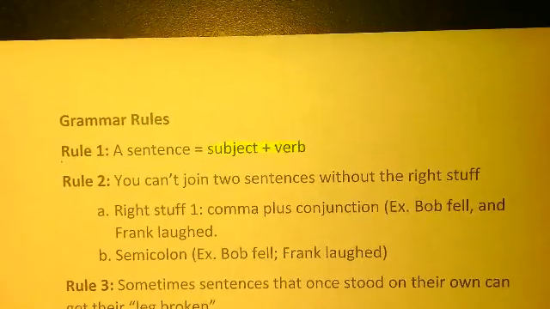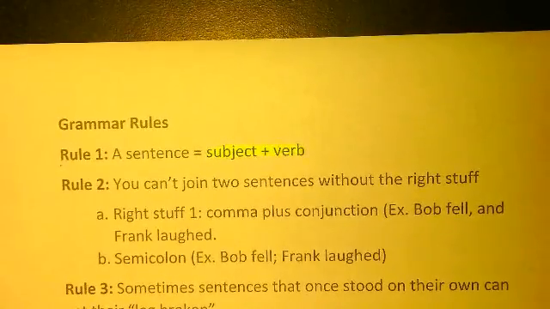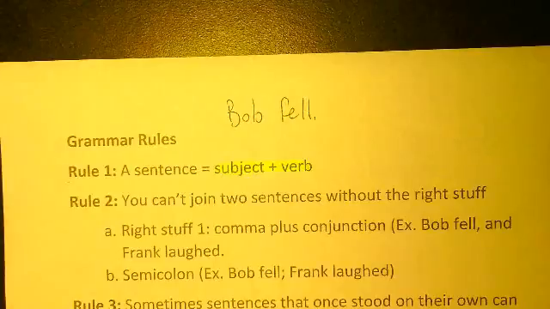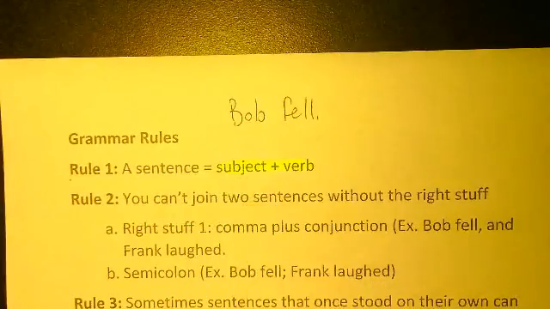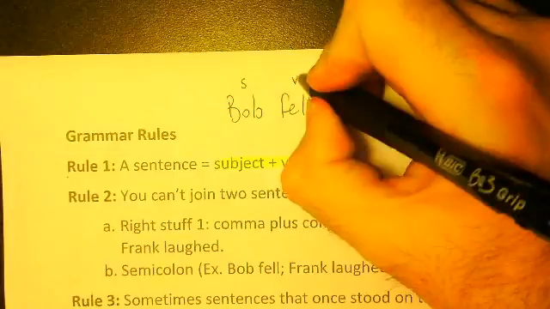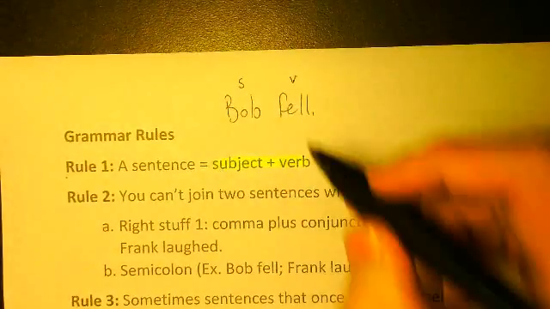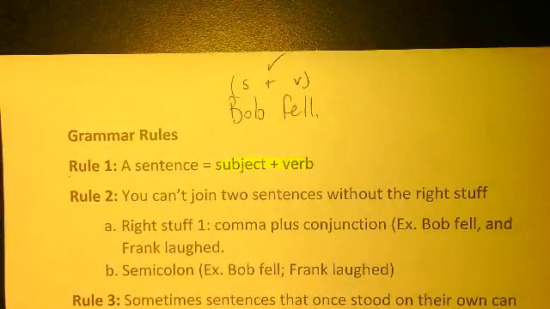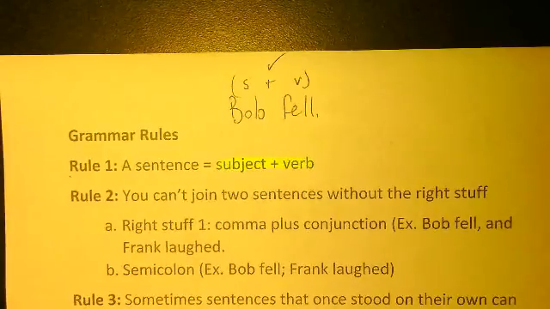If you look down at the bottom here in rule 2, it says Bob fell. Bob fell is, in fact, a sentence. Let's compare it to our rule. We have a subject. A subject is anything that is doing something or is being something, and there is someone in this sentence doing something, and that's Bob. Bob fell, so that's the verb, my action word. I've got a subject, I've got a verb, therefore I've got a sentence. Even though it's two words, I still have a sentence.